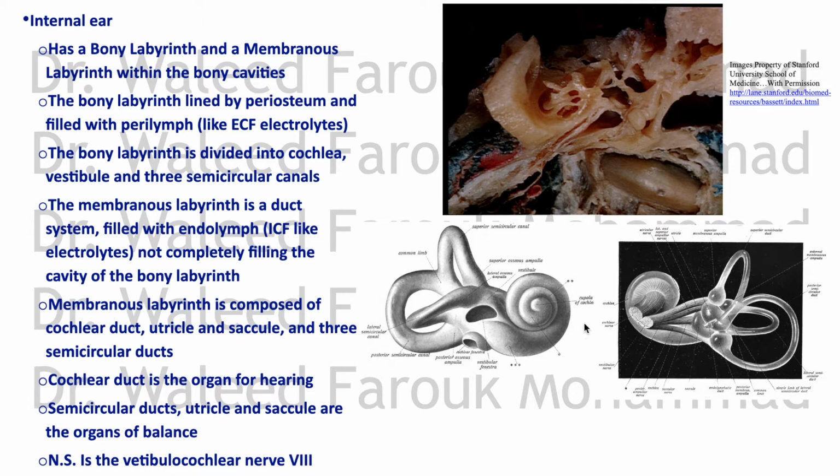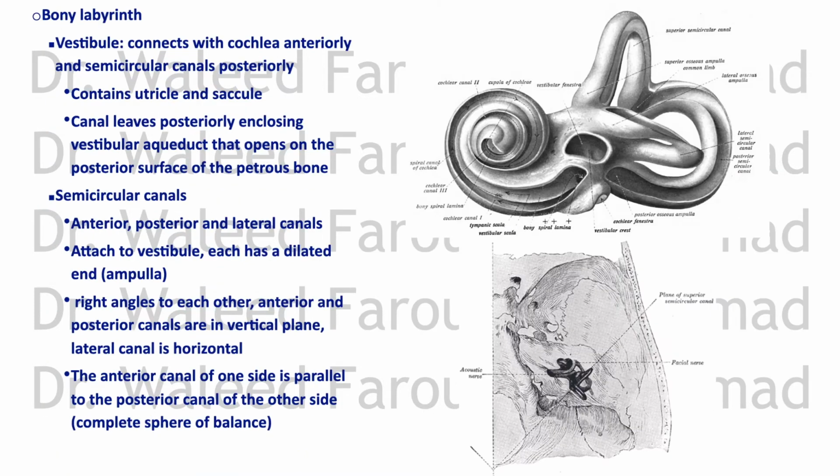Okay, now if we are talking about specialities here, the part of the membranous labyrinth, which is the cochlear duct, is the organ of hearing, and the rest, which is the utricle, saccule, and the semicircular ducts, are the organ of balance. And of course, all the impulses are carried by the vestibulocochlear nerve, as you can see here. Okay, let's start with the details.